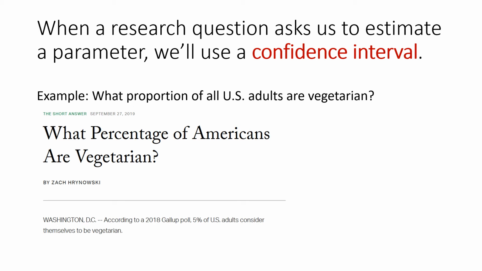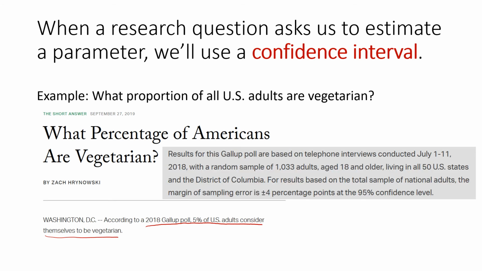here's some data from a 2018 Gallup poll. It found that 5% of US adults consider themselves to be vegetarian. And Gallup also tells us that results for this poll are based on telephone interviews conducted July 1st through 11th, 2018, with a random sample of 1,033 adults age 18 and older living in all 50 US states and the District of Columbia.